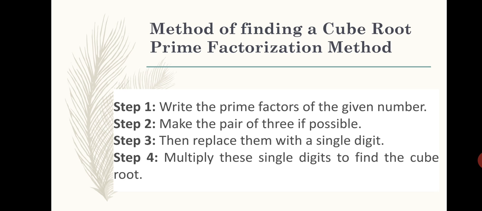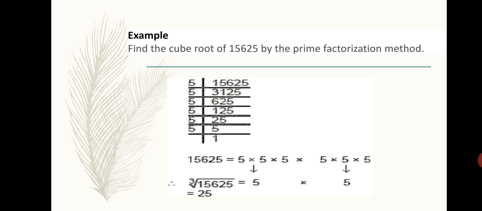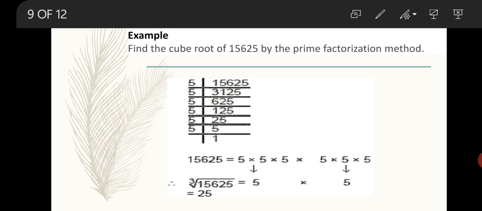Now I am going to explain this method with the help of an example so that it is more clear to you. We have to find the cube root of 15,625 by the prime factorization method. We started dividing 15,625 by 5 and found that the prime factors appear as six 5s. 5 into 5 into 5 will make one group. Then 5 into 5 into 5 will make another group.